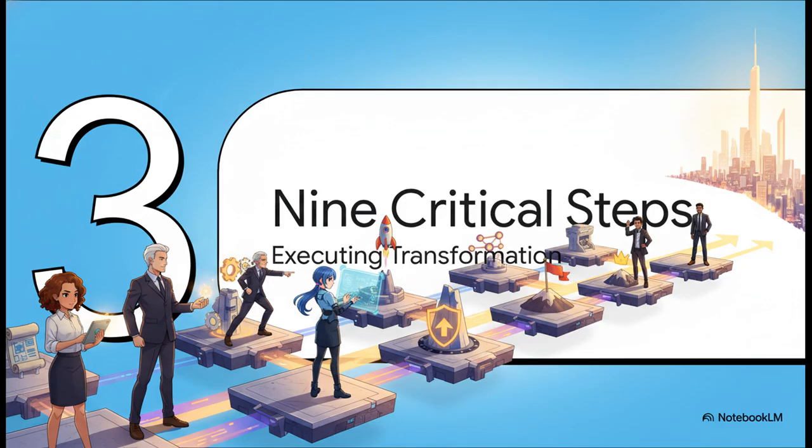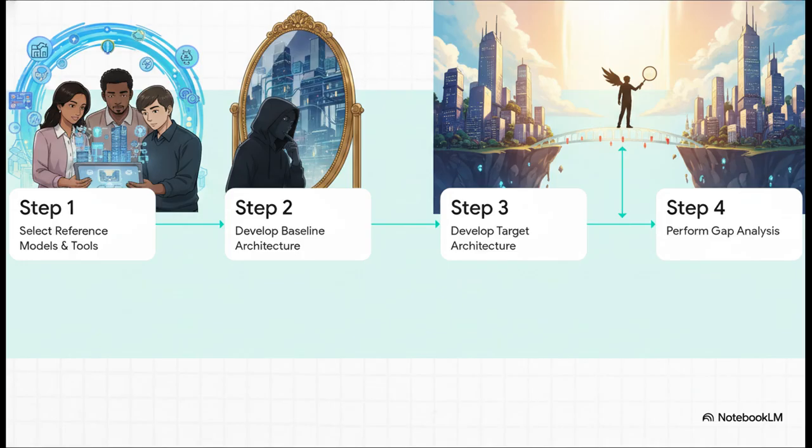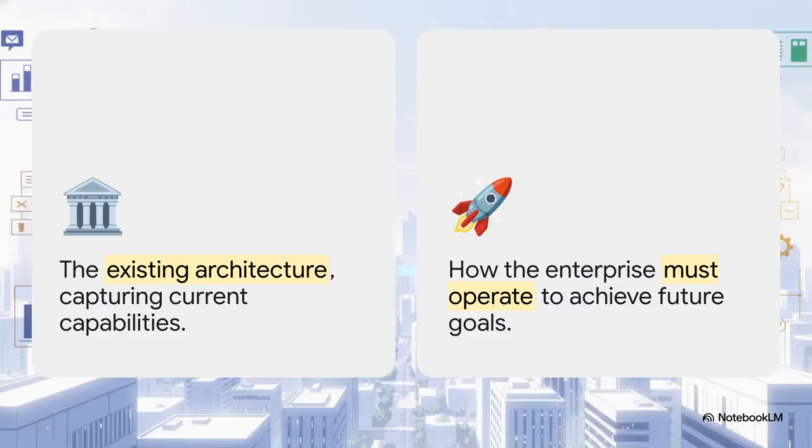Section 3. The 9 critical steps, executing the transformation sequence. So the real execution begins with these 4 initial steps. In Step 1, the team carefully selects their reference models and tools. Step 2 requires a very honest look in the mirror to develop the baseline architecture, essentially exactly where the business stands today. Step 3 is where we map out the dream state, the target architecture. And Step 4, that's the crucial gap analysis, where we figure out exactly what's missing between our today and our tomorrow.